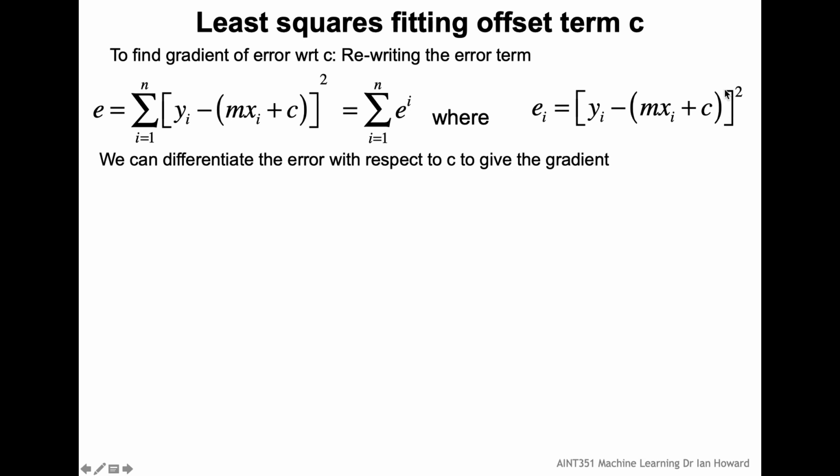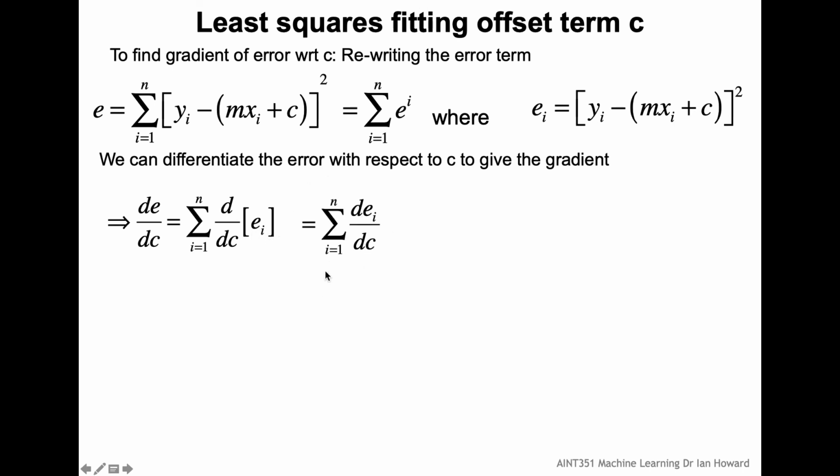Again, in order to calculate the gradient now with respect to c rather than with respect to m, we have to calculate dE/dc. And again, we're going to use the trick of putting the differential inside the summation. So we need to calculate, don't forget, this is what we're differentiating. We want to differentiate this now with respect to c. So we take the sum outside, and it's dC of EI, which is the sum across i equals 1 to n of dEI/dC.